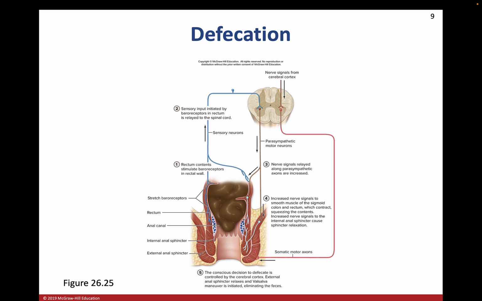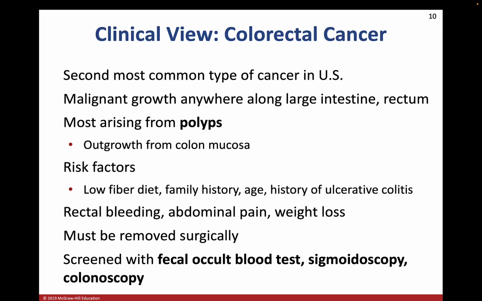Then we look at the parasympathetic activity, and note this is a spinal reflex, and we're actually going to see nerve signals that are relayed along parasympathetic axons. Increased nerve signals to smooth muscle of the sigmoid colon and rectum contract, squeezing the contents. Nerve signals to the internal anal sphincter cause this sphincter to relax, resulting in defecation.